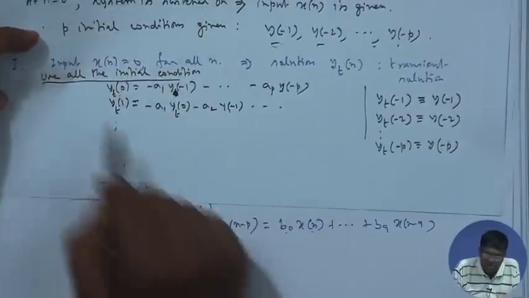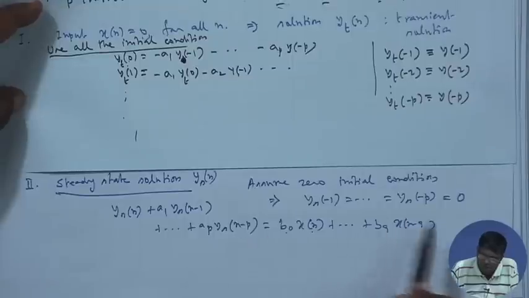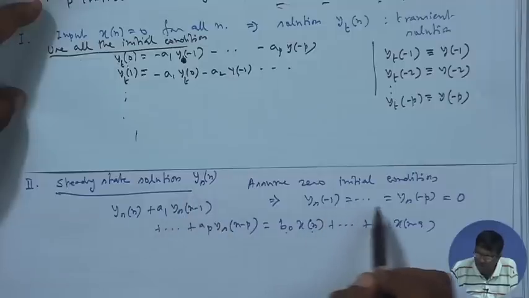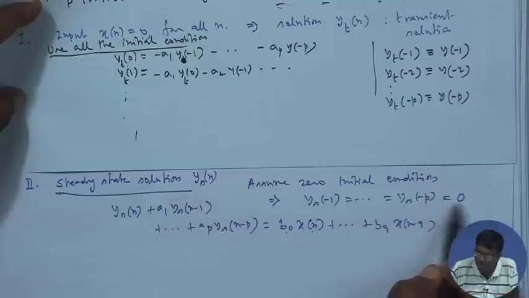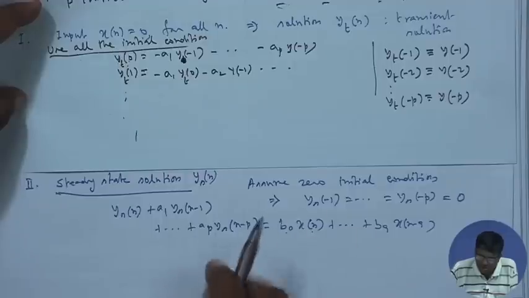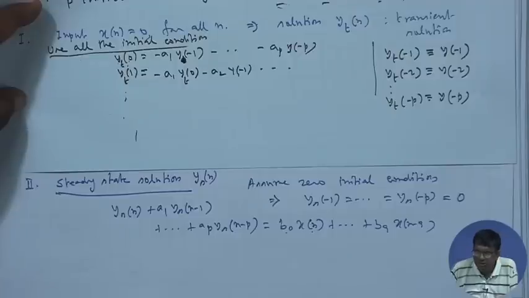Another special case of this equation is to assume 0 initial conditions and solve. The solution is called y s n, the steady state solution. I am assuming y s minus 1 equal to dot dot dot equal to y s minus p equal to 0, and if you solve under that special case, I call it y s n.